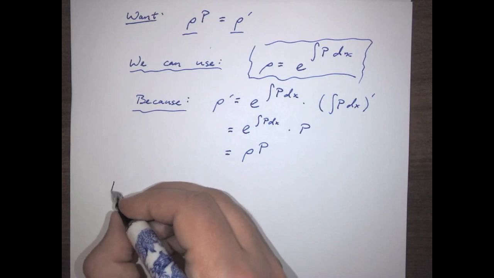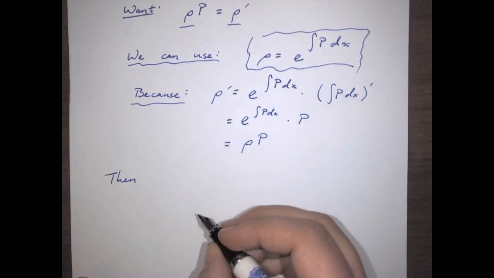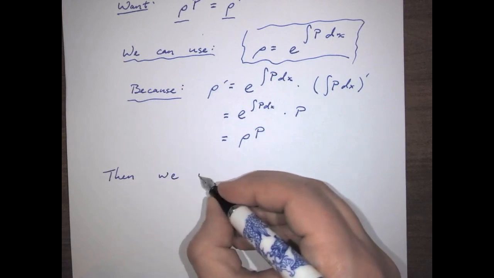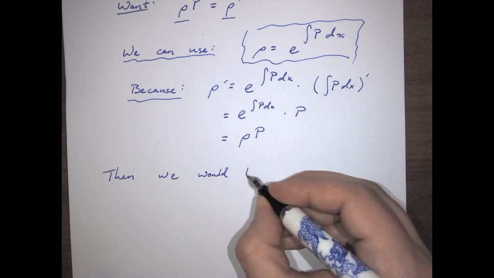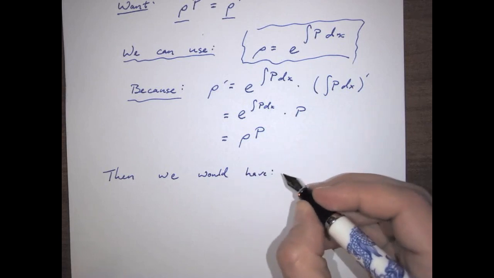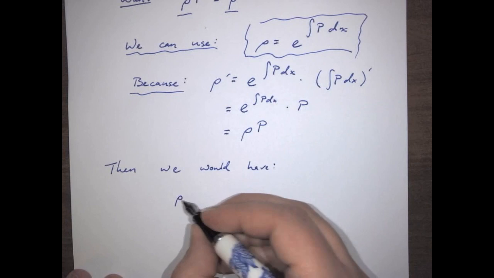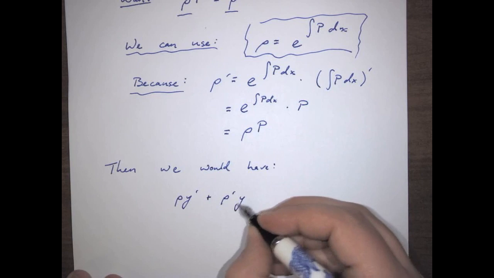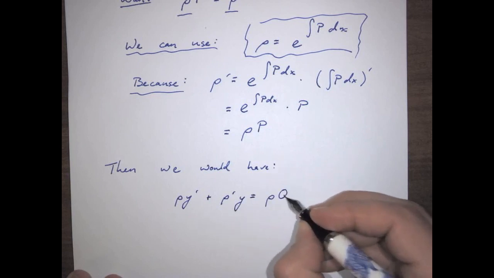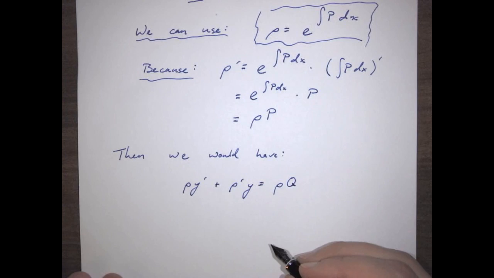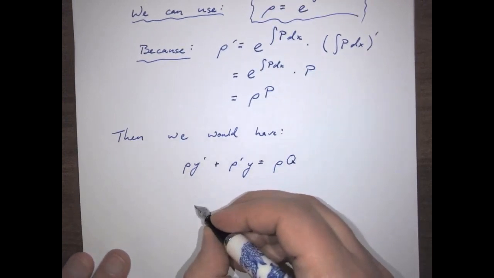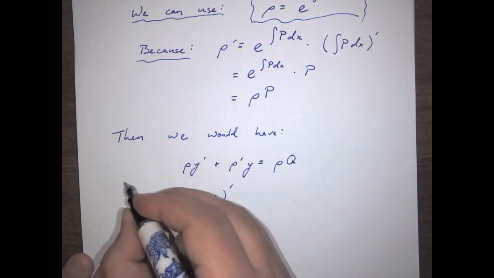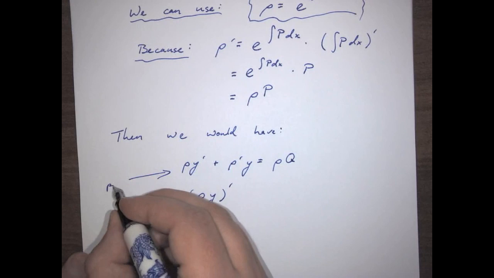So then, going back to the original equation, we would have rho y prime plus rho prime y is equal to rho q, which would then mean that what we have here is rho times y, all primed, because this now is the product rule.